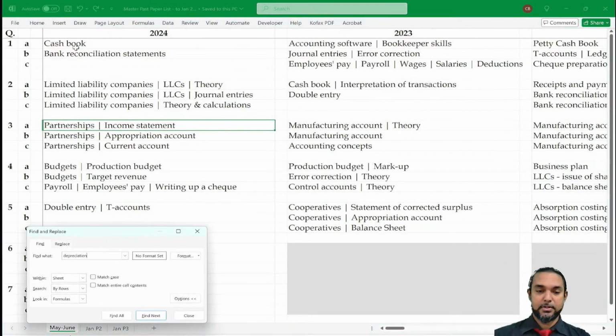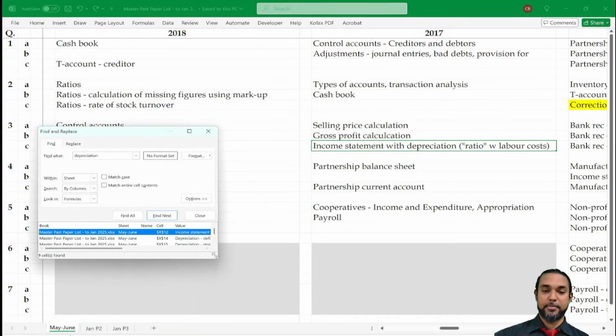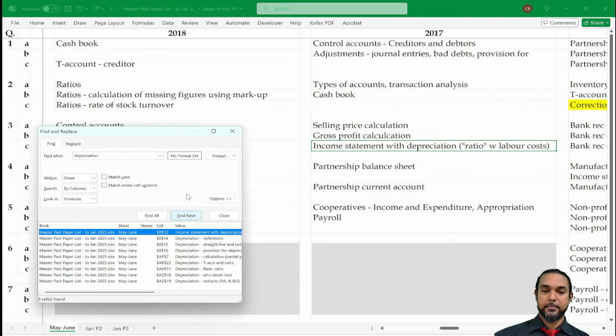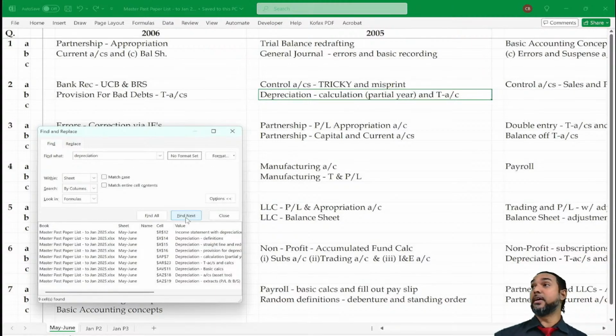So depreciation. Just searching by rows, searching by columns. Find all. Right. So we have a little piece here in 2017. That wasn't much. I remember that question, right? So hold on. Next. 2014. So I did talk about that just now, right? In 2005. So look at that.